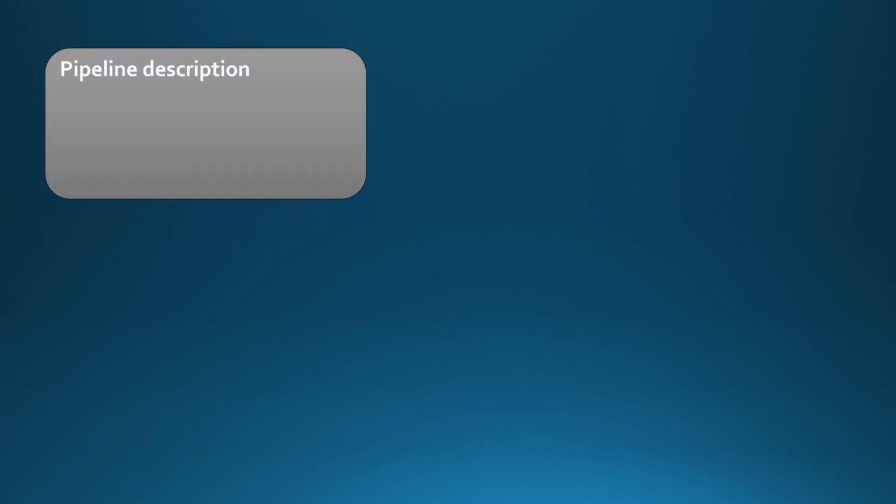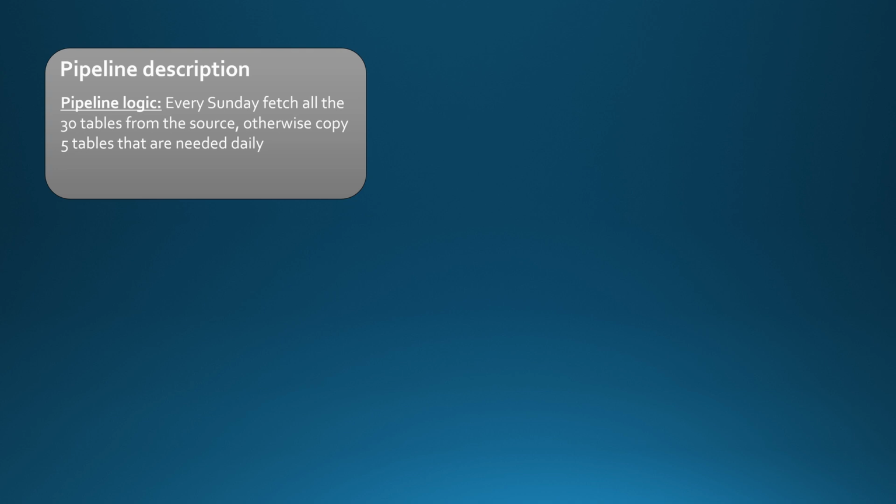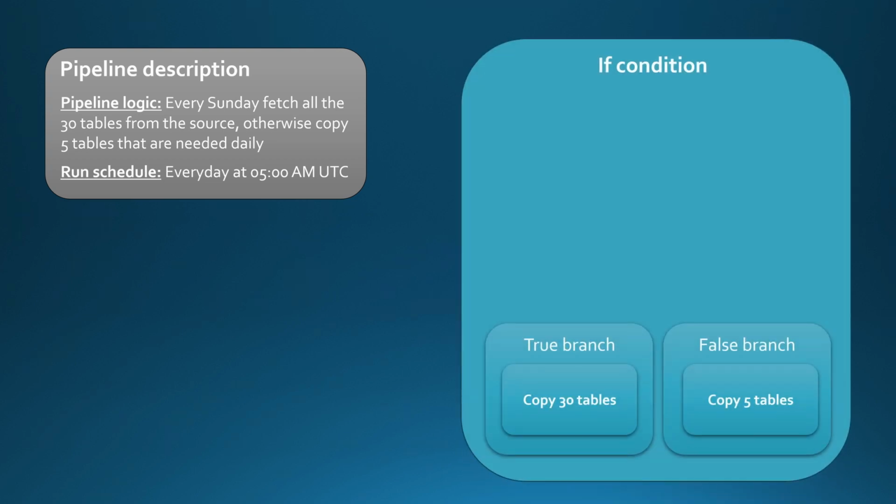Let's start with our pipeline description. Our pipeline logic is that every Sunday we want to fetch all 30 tables from the source. Otherwise, we want to only fetch the 5 tables that are needed daily. Our run schedule for our pipeline is going to be every day at 5 AM UTC time. And here we have our if condition block. In this block we have those 2 branches, true branch and false branch. In the true branch we have that copy 30 tables actions, and in the false branch we have copy 5 tables actions. Then we have to define the if condition expression.